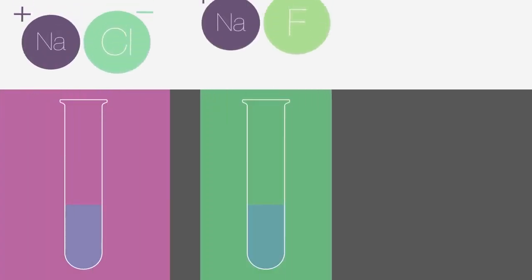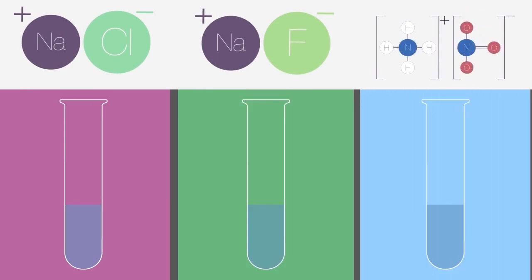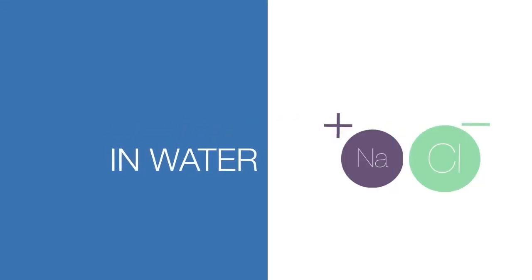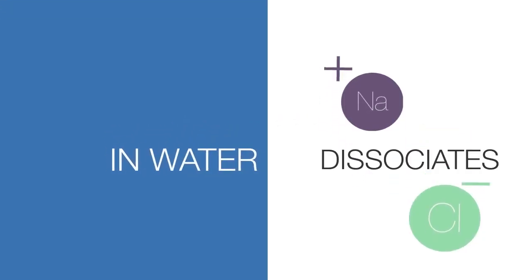Sodium chloride, sodium fluoride, and ammonium nitrate can all dissolve in water, as we know, or else we wouldn't be able to flavor our soups, or brush our teeth, or fertilize our plants. Most ionic compounds are soluble in water. In water, an ionic compound can dissociate into its ions.